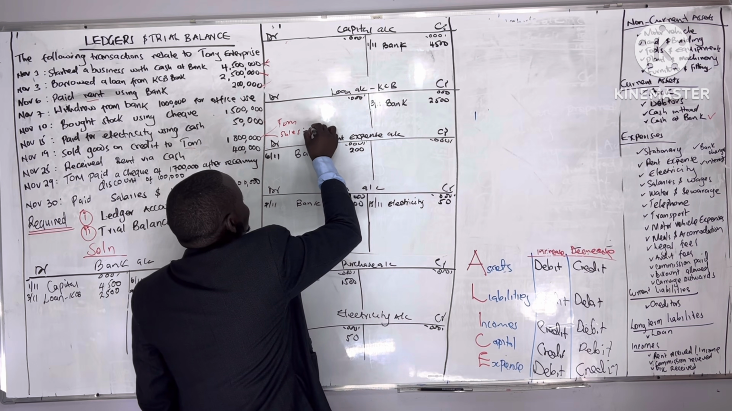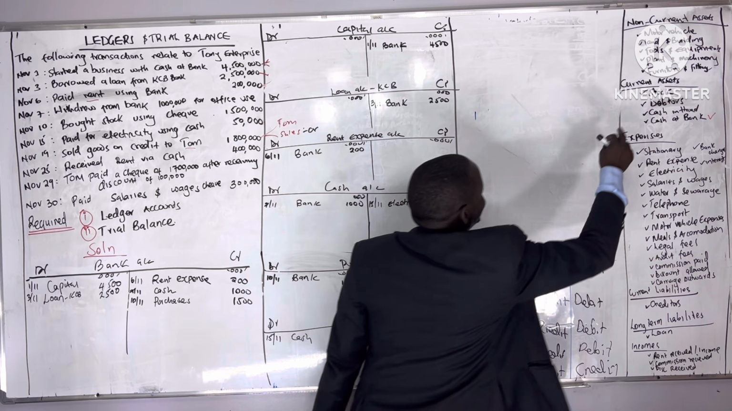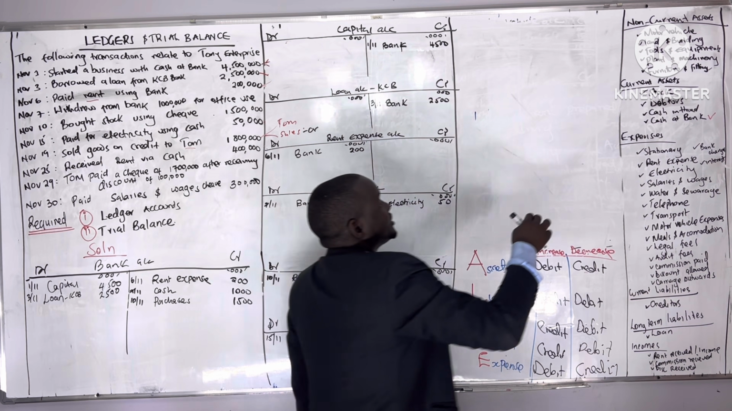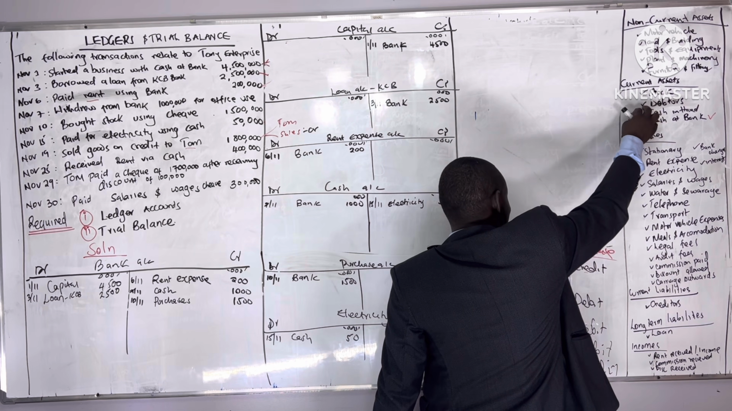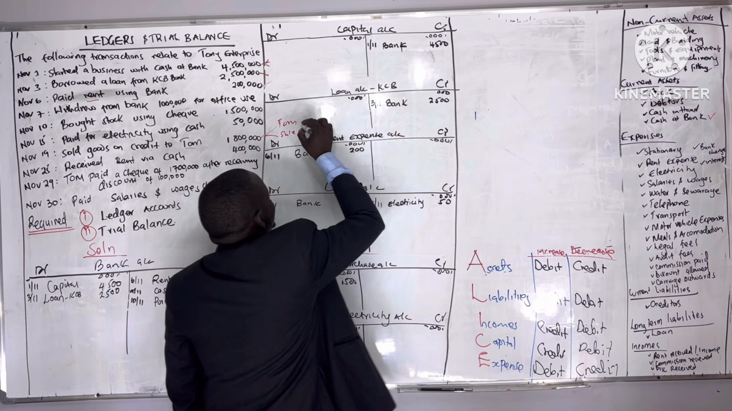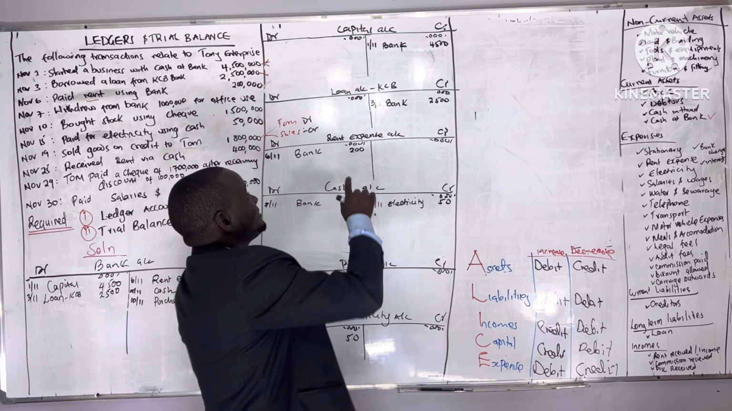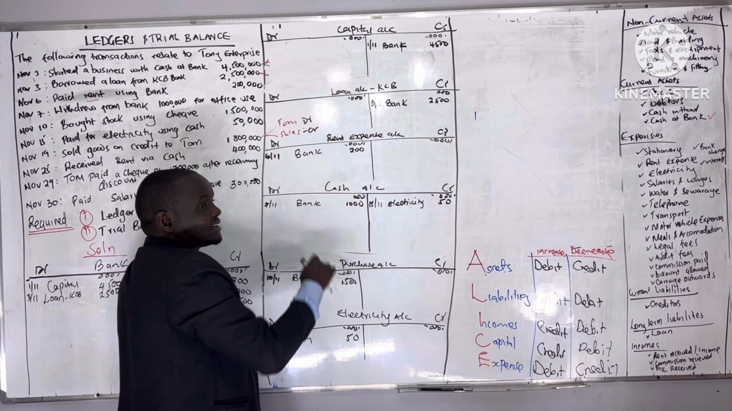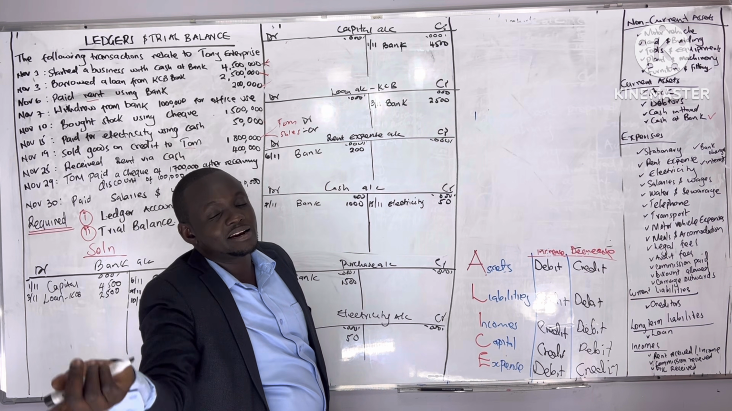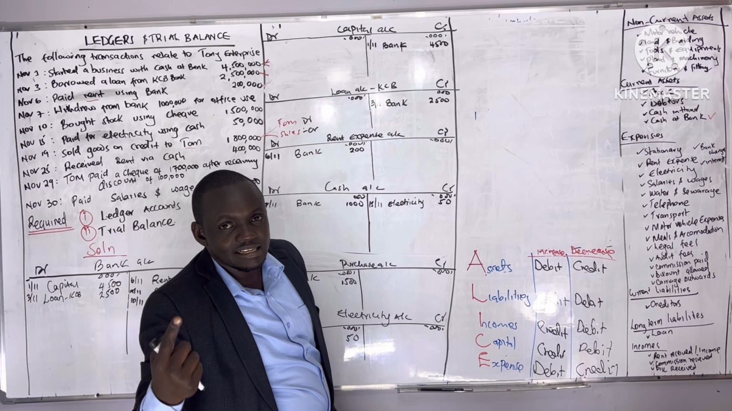So we must credit this. Tom is receiving an asset, or Tom is a debtor. Debtors are those customers who buy goods on credit. So our debtors are increasing. Increasing debtors or assets is a debit. So we'll debit Tom. Just take note, every transaction must have a debit and a credit. Once you are sure one account is debited, automatically the other account is credited.